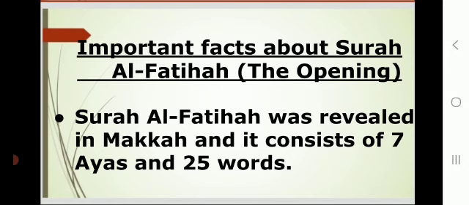Okay, before starting the surah, let's see some important facts about Surah Al-Fatiha. So look at the screen. Important facts about Surah Al-Fatiha. The opening, as I have written in the bracket. We will see why it is called the opening, but the name of the surah is Surah Al-Fatiha. So let's discuss the points. Surah Al-Fatiha was revealed in Makkah, and it consists of 7 ayahs and 25 words. This information is very basic. It means that in this whole surah there are 25 words and 7 verses.